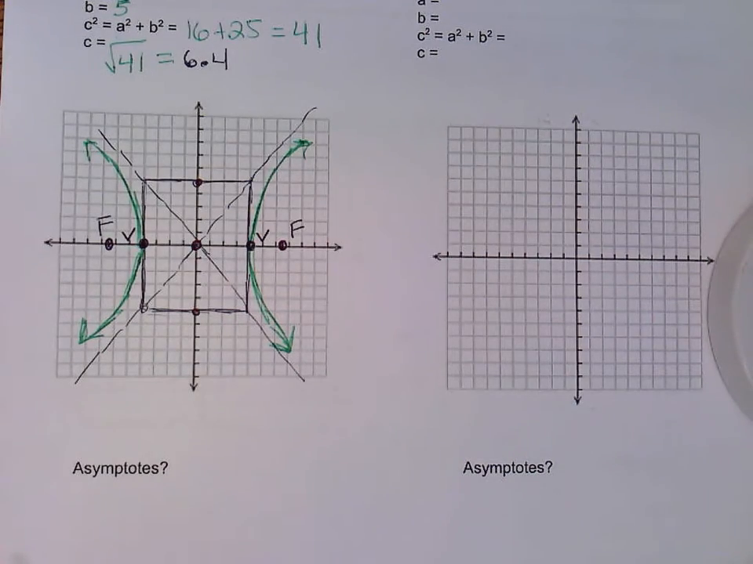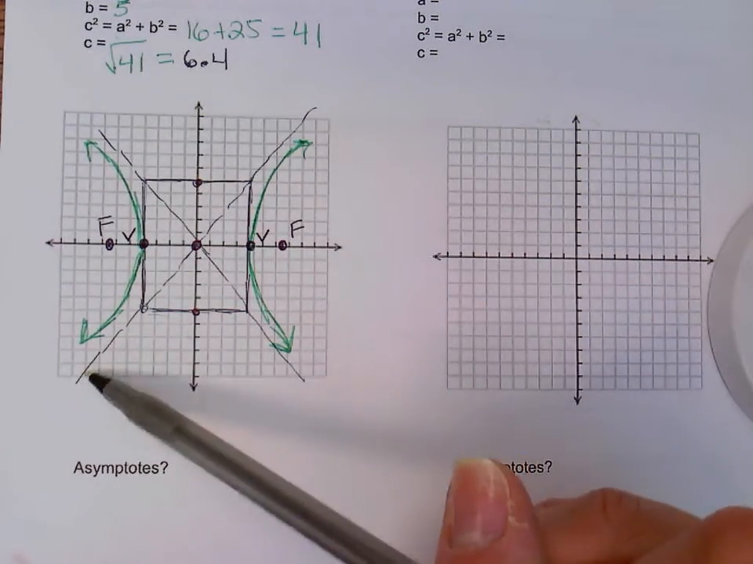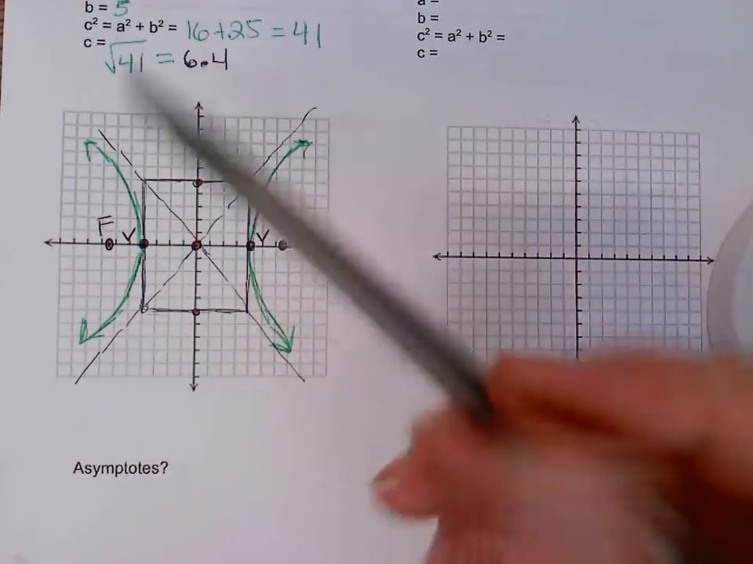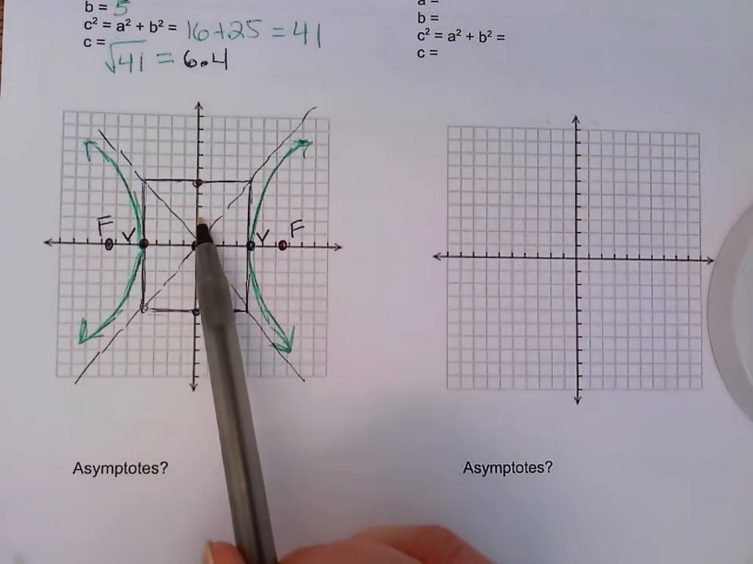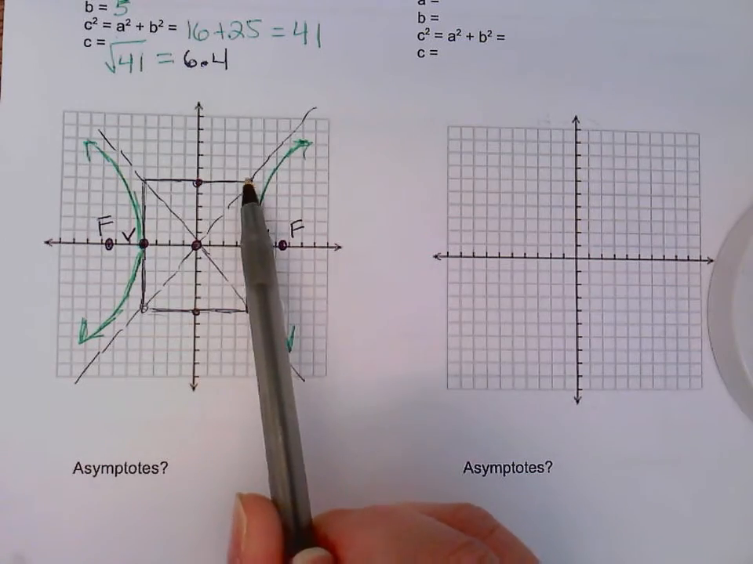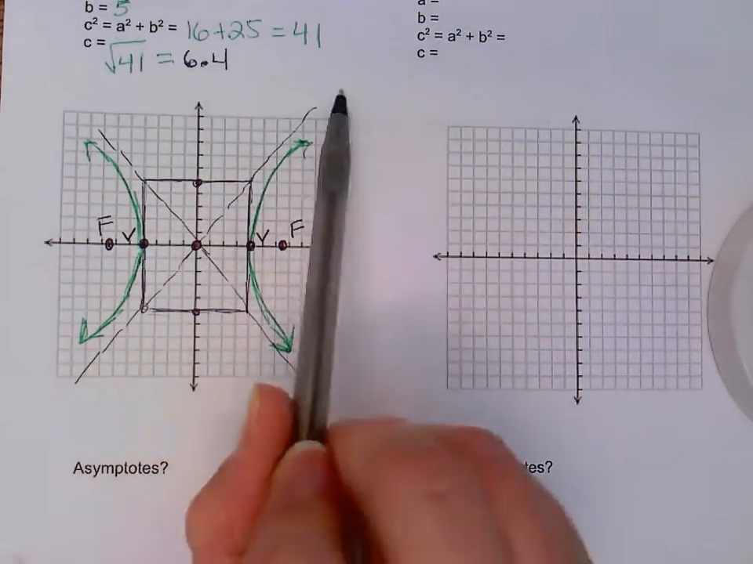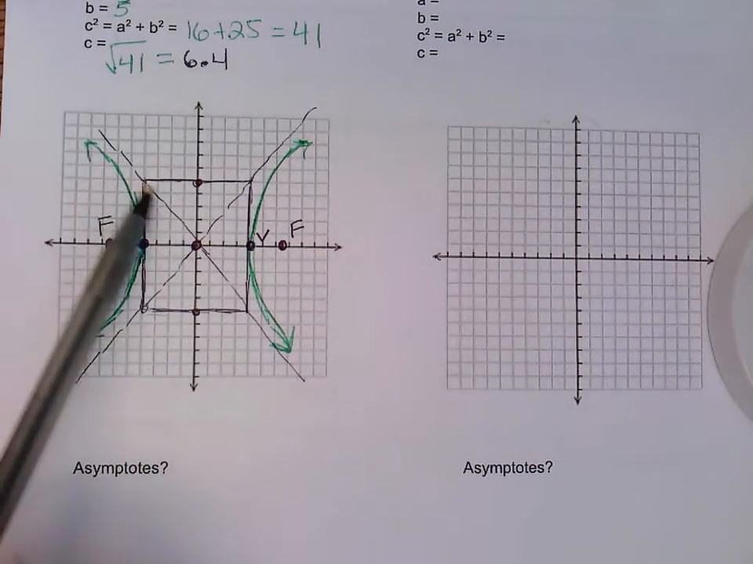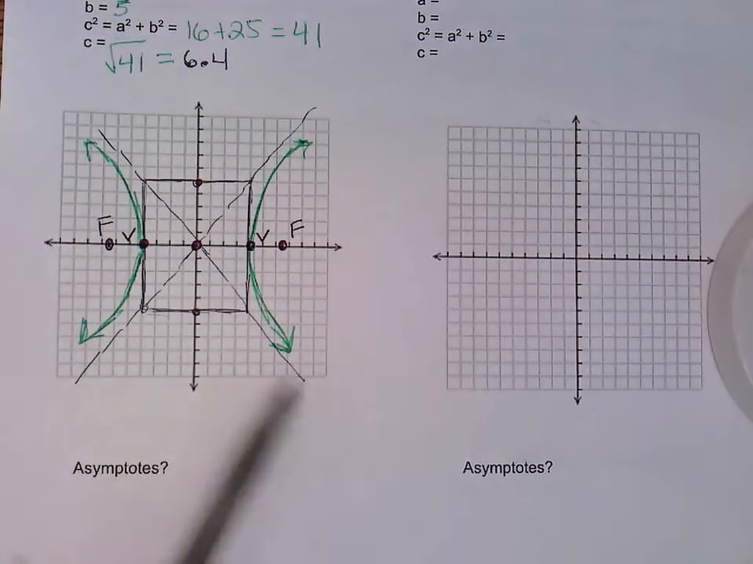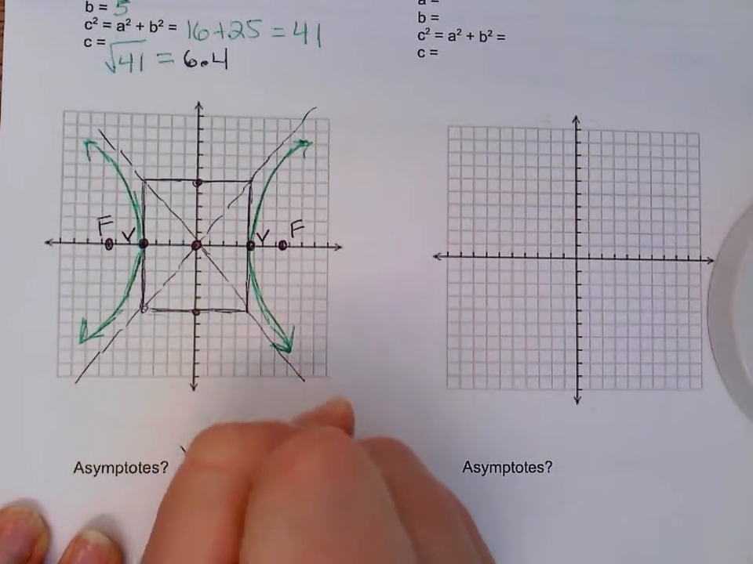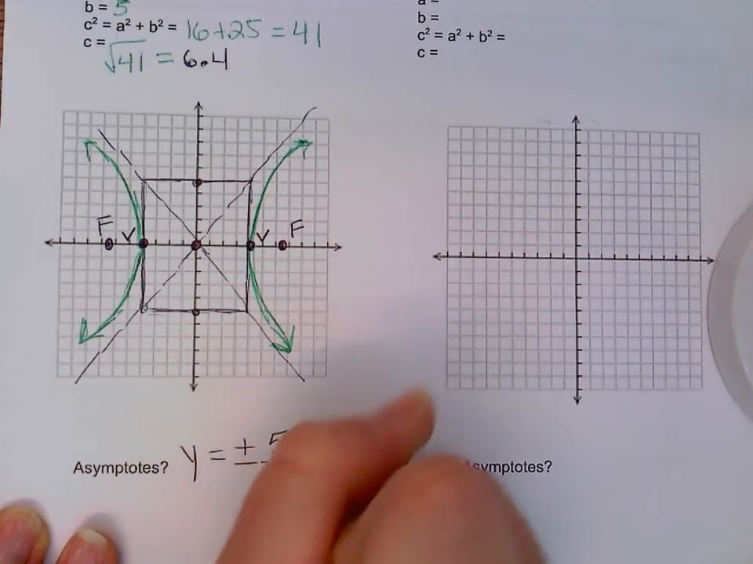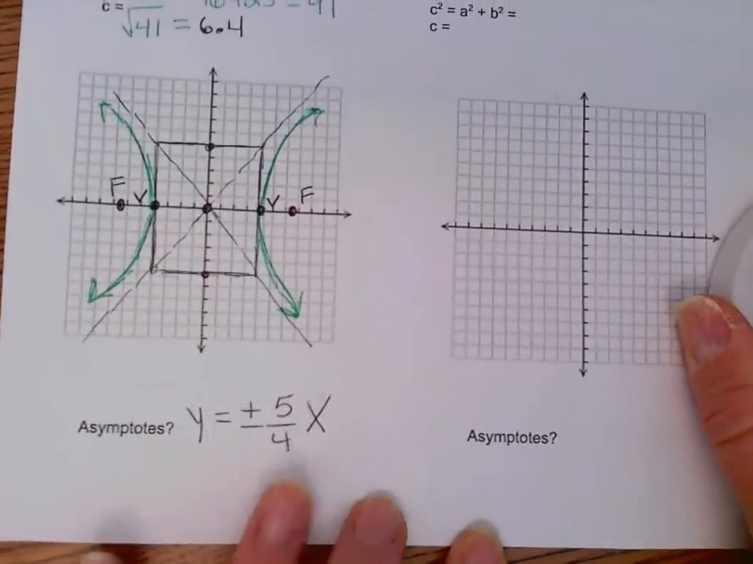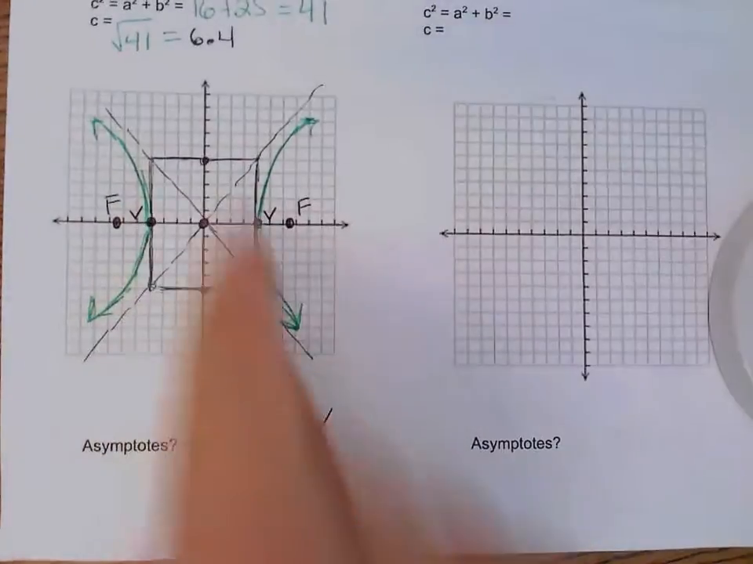And then it says asymptotes. So how would I write the equation of this line if I had to ask you the equation of this asymptote? The slope is up 1, 2, 3, 4, 5, and over 4. So this is just a line through the origin with a slope of 5/4. And this one is a line through the origin with a slope of -5/4. So y equals plus or minus 5/4 x. So reviewing kind of a linear equation, that would be the equation of those two asymptotes.